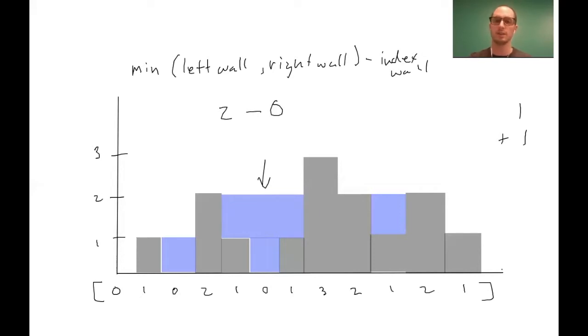Okay, great. So we figured out that that's 2. Awesome. So we'll add that up. Actually, get rid of that arrow. We'll add that up. All right.